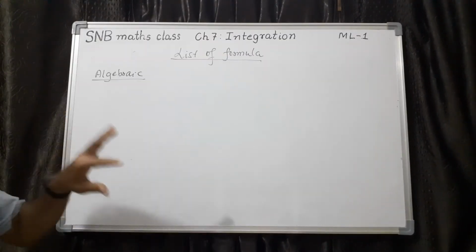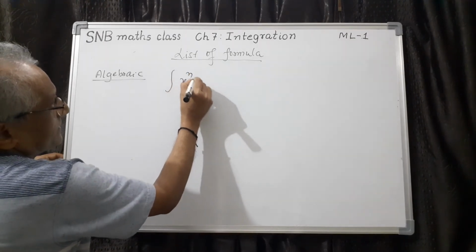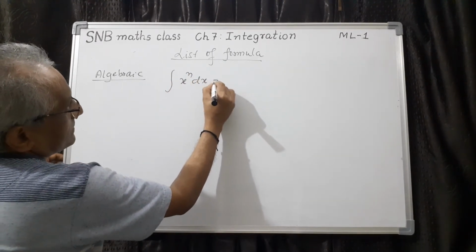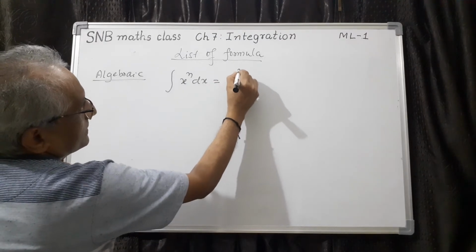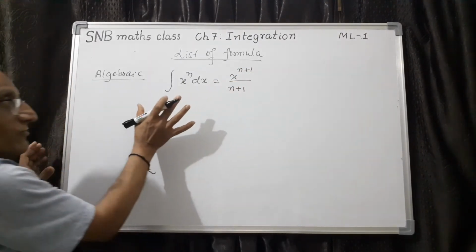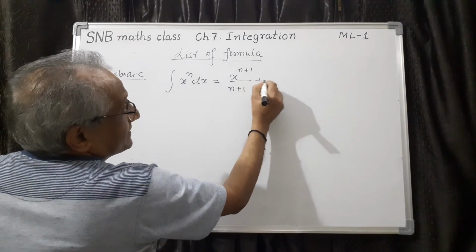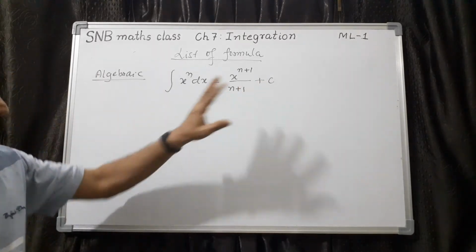Now, first I will write the formula. Integration of x^n dx is x^(n+1) by (n+1). Let me write the formula first. Then, of course, even if I don't write it, you have to write it: it is plus c. C, the constant of integration, is a must.